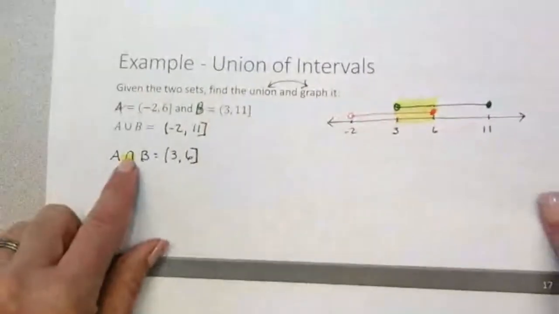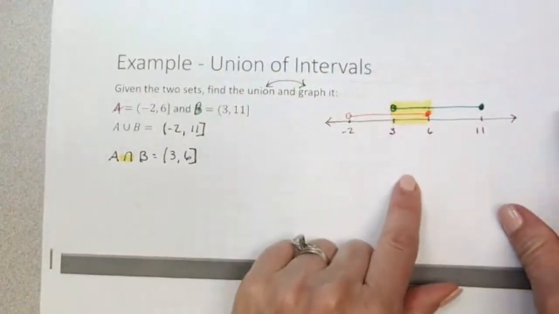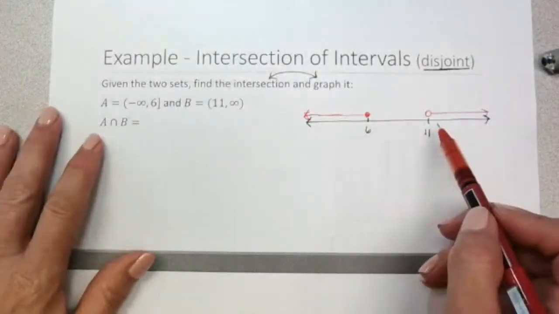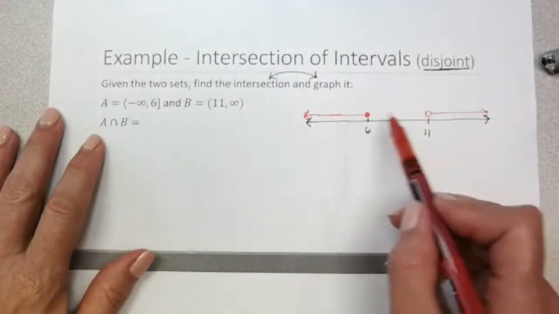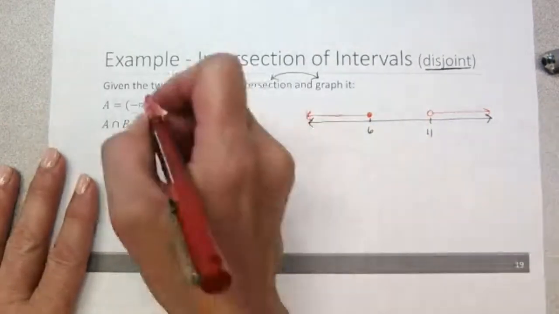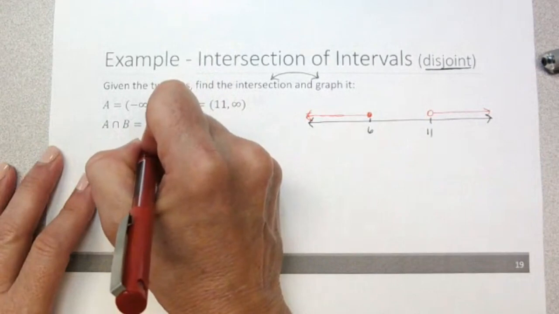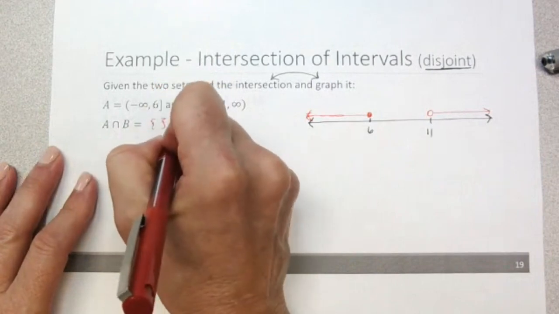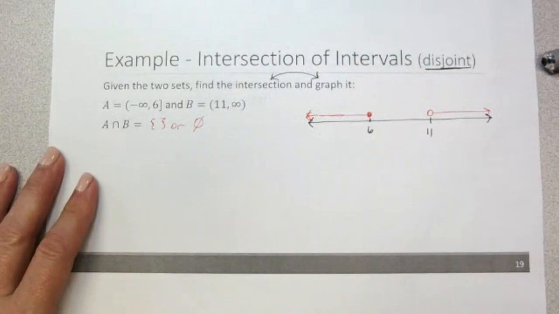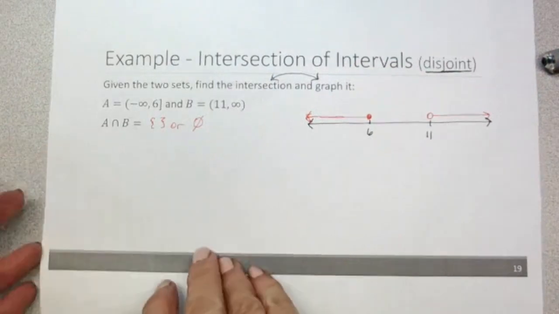Remember, the intersection, that occurred where there was overlap, right? It's all the values that are in both sets. Well, there's no overlap here at all, is there? There's none. So the intersection then has to be the empty set. It has to be the empty set. You can use either symbol, it really wouldn't matter.